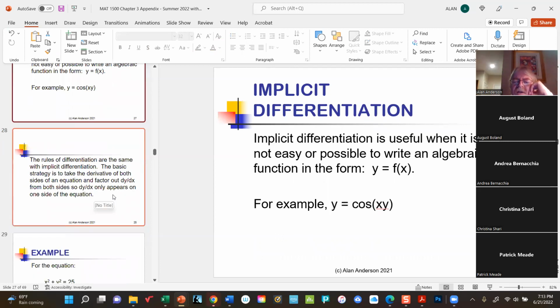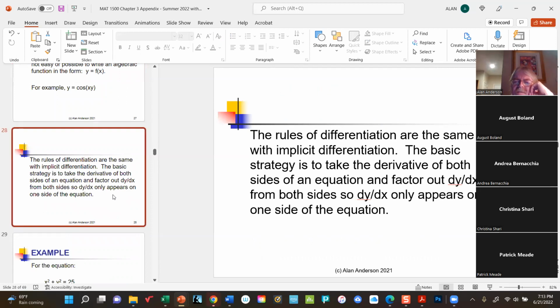So basically what you're going to try to do is take the derivative of both sides of an equation and then use algebra to factor out dy/dx from both sides so that all the dy/dx terms are on one side and everything else is on the other side. As long as we can do that, we can still calculate a derivative.